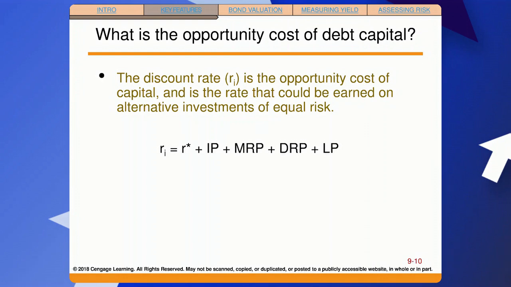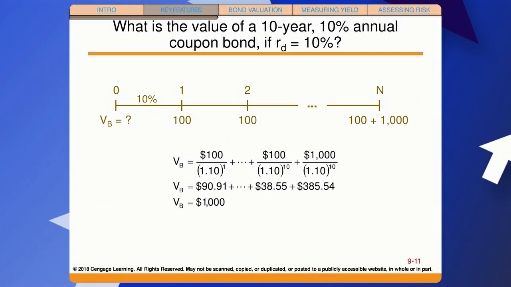Okay, so R_i is equal to R-star plus IP plus MRP plus DRP plus LP. Okay, so later, don't worry, medyo technical siya, but later I will discuss to you yung pinaka simplest lang in discussing it. Alright.